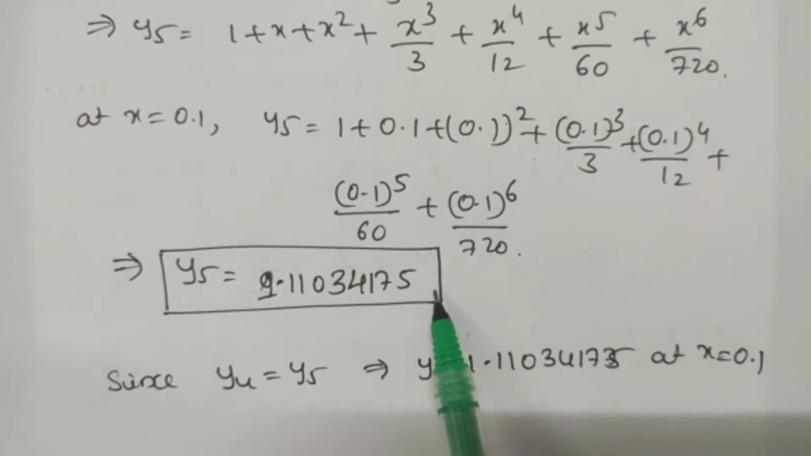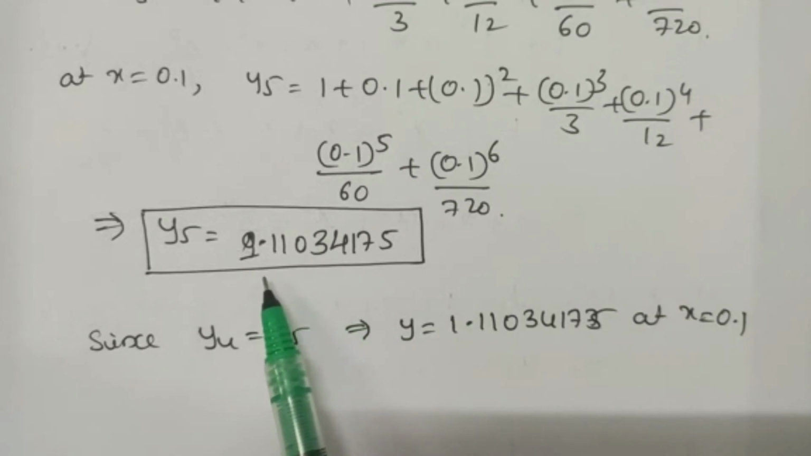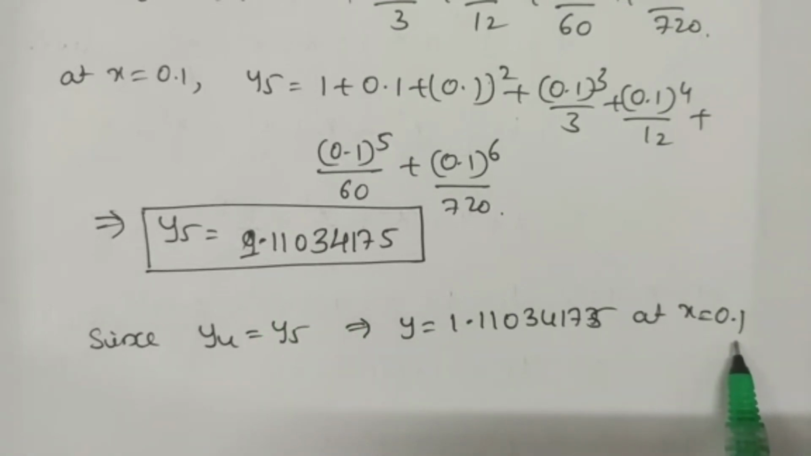After simplification, you will get this as 1.1103417. So here y4 and y5 are exactly the same. So this implies y4 equals y5, so y is equal to 1.1103417 at x equals 0.1. This is the solution of this example using the initial value problem.